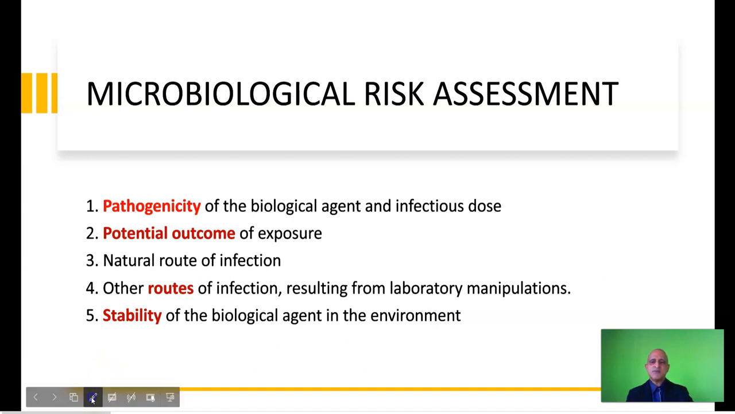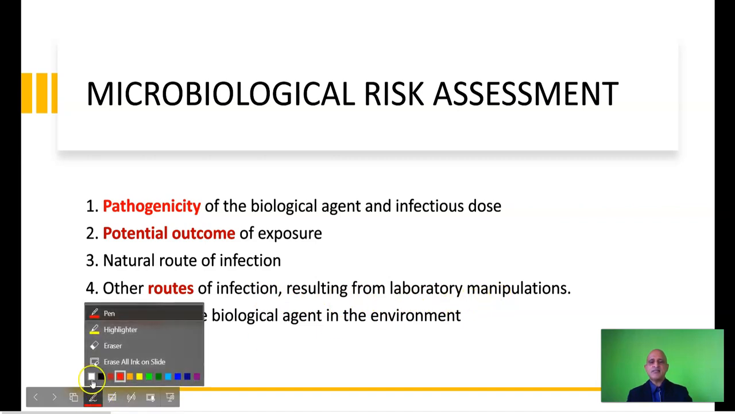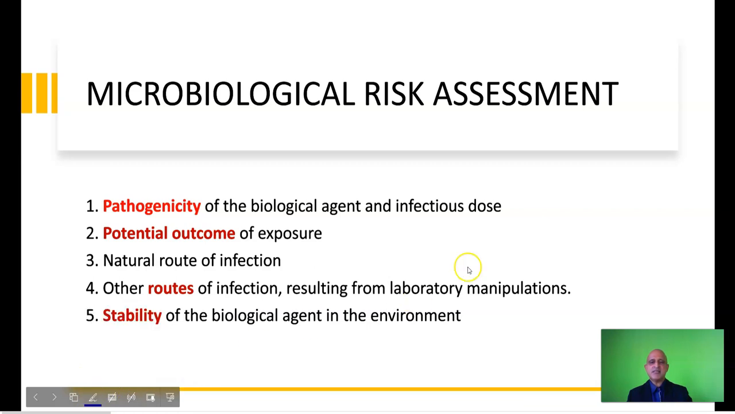Now, the WHO specifies what is known as the microbiological risk assessment. This is because a majority of the pathogens comprise microbes. This can be in the form of viruses, fungi, bacteria, and these are microbes. So one needs to address these issues. The first one is the pathogenicity of the microbial agent, the potential outcome of exposure, both in terms of the likelihood of the exposure as well as the consequence. What is the natural route of infection? Is it a respiratory pathogen? Does it require puncture of the skin, what is known as percutaneous, or other routes of infection resulting from laboratory manipulations? The word laboratory manipulations is used here because laboratory manipulations in themselves increase the risk of transmission of a particular pathogen.